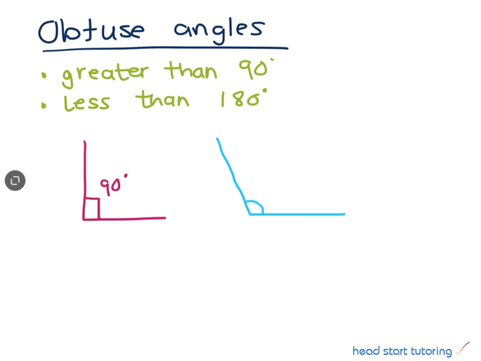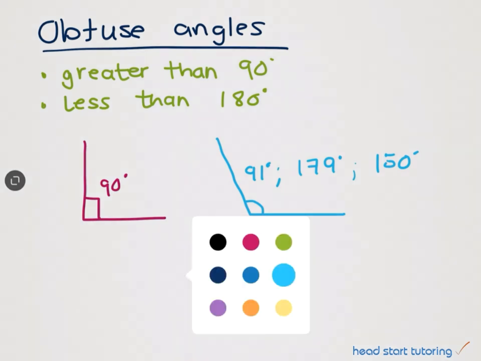So let's list some examples here of obtuse angles. It has to be greater than 90 but less than 180. So like what we saw earlier, 91 degrees is an obtuse angle. It could also be 179 degrees. It could be 150 degrees. And so on, as long as it is greater than 90 degrees but less than 180 degrees.